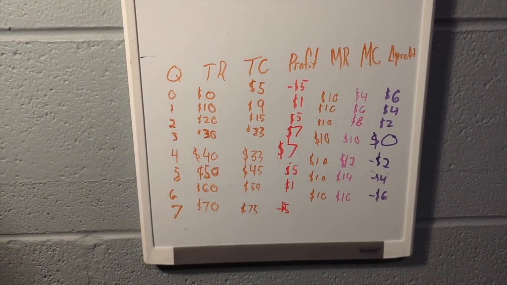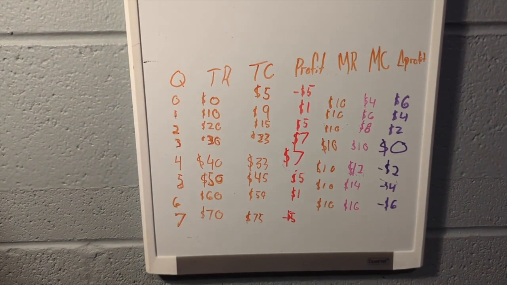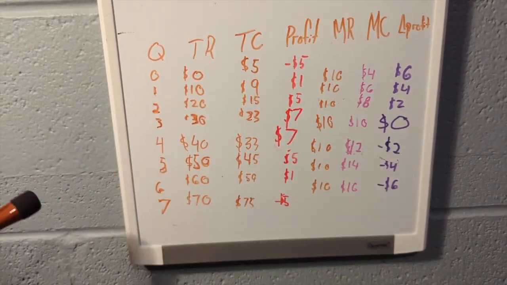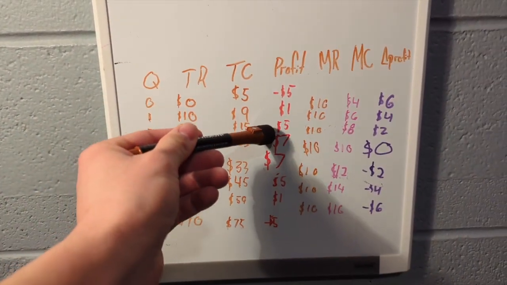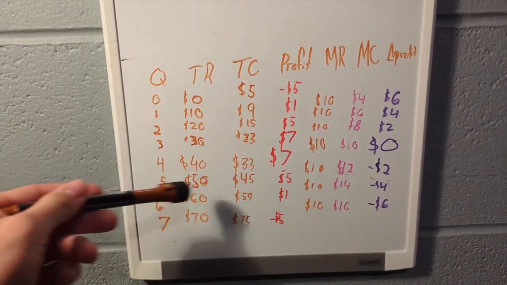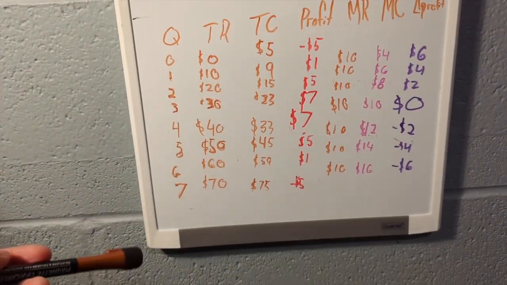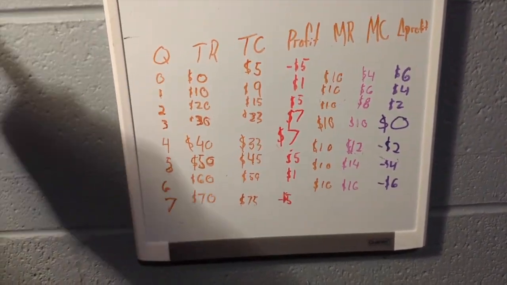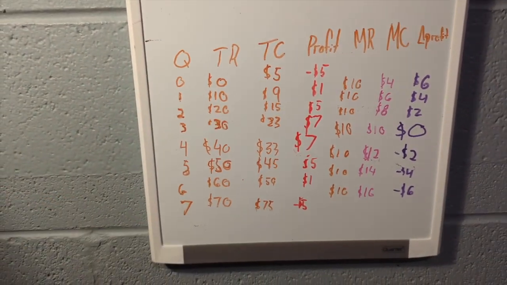How much money is the company actually making per package? So for one, they're actually making $1. For 2 pieces of bread, they're making $5. 3, 7, 4, 7, 5, 5. It goes all the way down to 7 for negative $5. They won't make any money if they're selling it for 7.